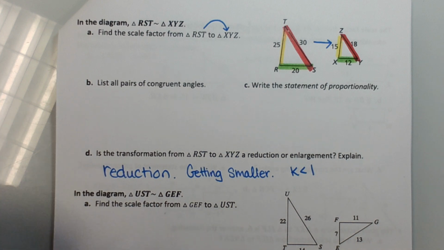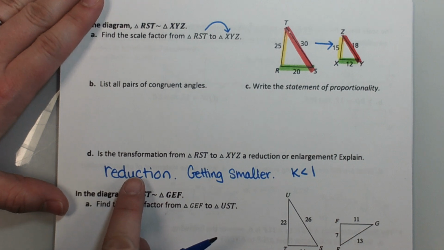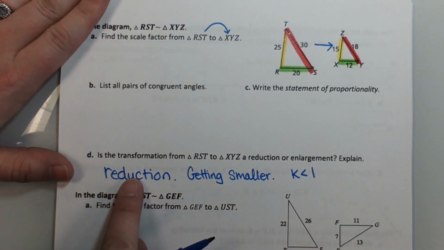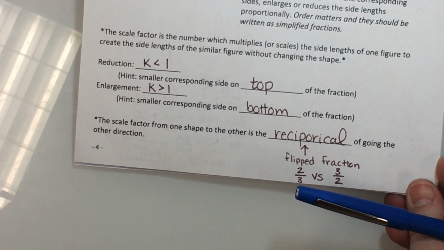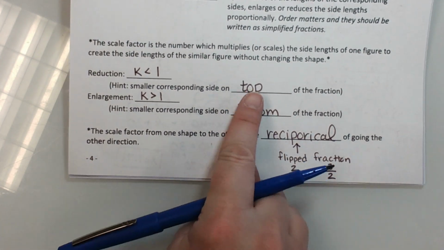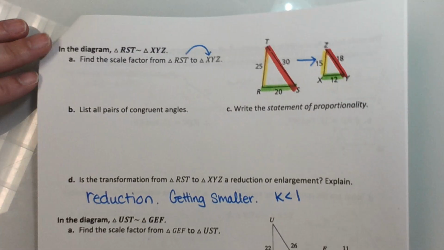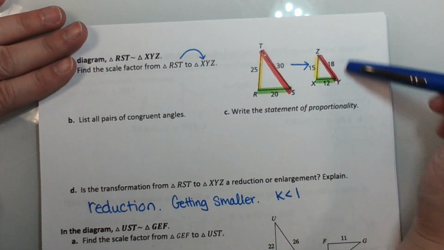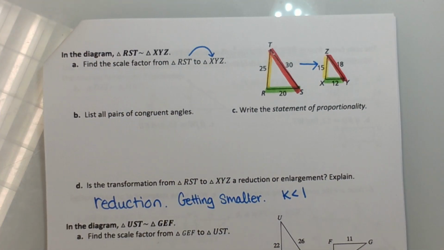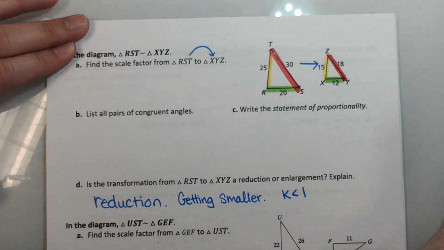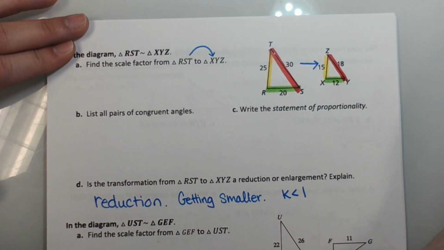Now, since it is a reduction, since it is getting smaller, we want the smaller corresponding sides on top of our fraction. So we want sides from this shape going on top. Now when you're trying to find your scale factor, you don't need all 3 sides. You need 1 pair of corresponding sides. I look at the sides and ask myself which numbers look easiest to work with. 15, 18, or 12? Any of those feel more friendly than the others?